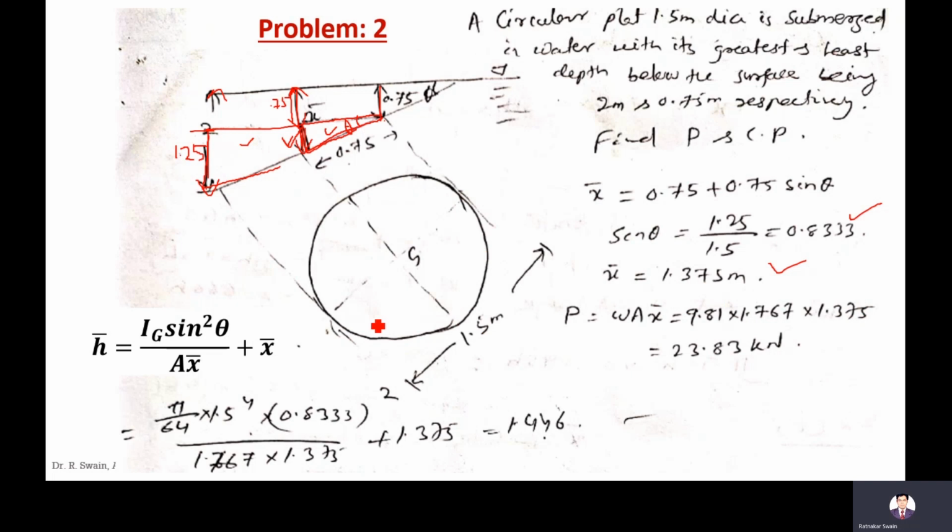Pi by 4 d square of this is 1.767. So total pressure we got. Now center pressure is Ig sin square theta by A x bar plus x bar. Ig is pi by 64 d4, 1.5 to the power 4, into sin square theta. Sin theta we already got here. The sin square theta divided by x bar. Area is 1.767 into x bar is 1.375 here, plus 1.375 is equal to 1.446. Clear? Okay, come to the next problem.